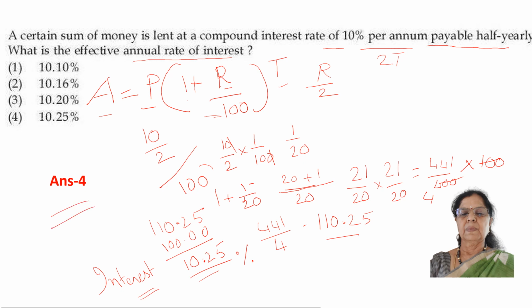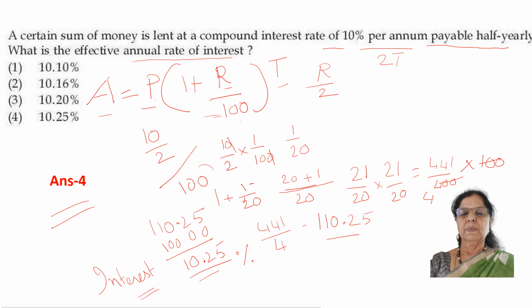I hope you understood this. So you should know the formula for calculating the compound interest, which is: the amount is equal to principal into (1 plus R divided by 100) to the power T, where A is the total amount, that is principal with interest, P is the principal amount, R is the rate of interest, and T is the time period.